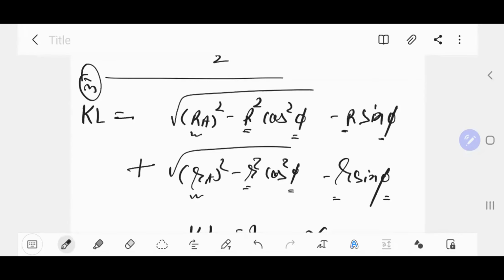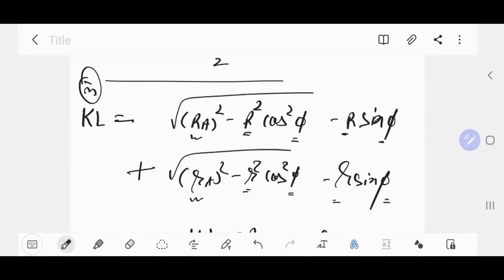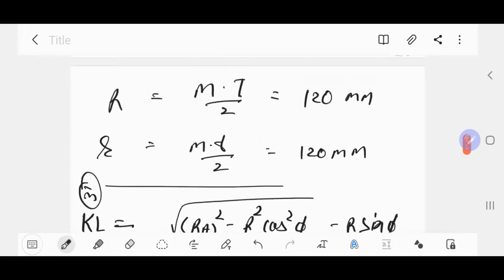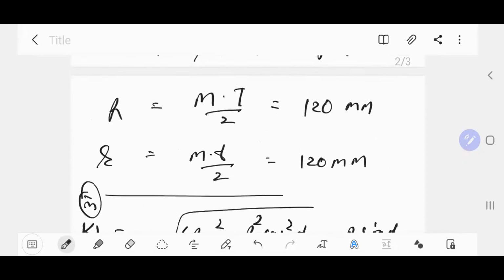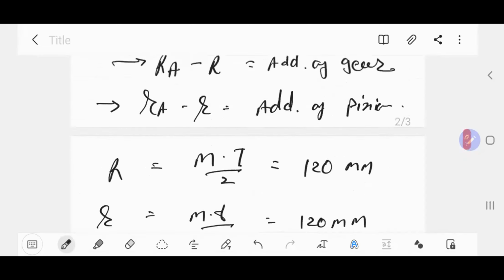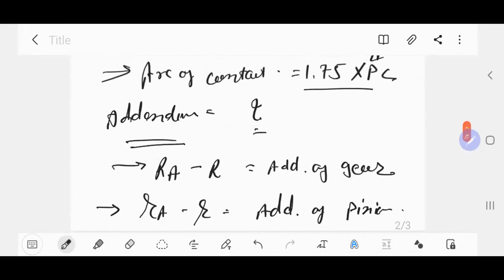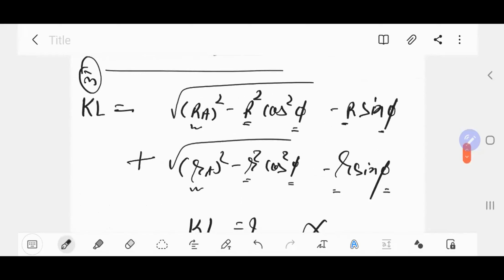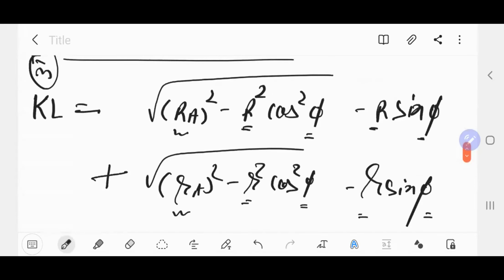Scroll down. Scroll down for what? Done. See, you have all the values. You have to just find the KL. Also, the online students, give me the answer quickly.